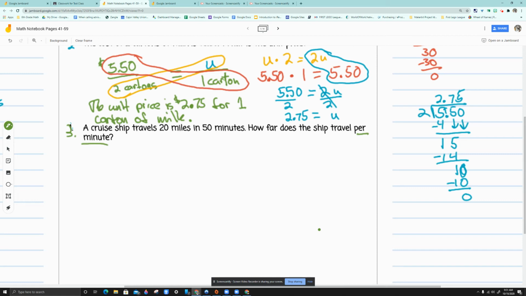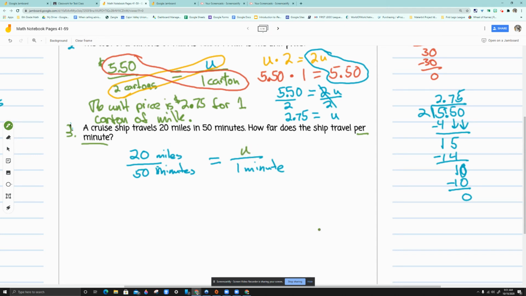So I'm going to set this up very similarly to what I had before. I'm going to set up an equivalent ratio. I'm going to say 20 miles in 50 minutes equals how many miles in 1 minute? Now, of course, I'm not going to use a question mark. I'm going to take this question mark out and put in a variable. I've been using the variable u, so I'm just going to continue with that for unit rate.